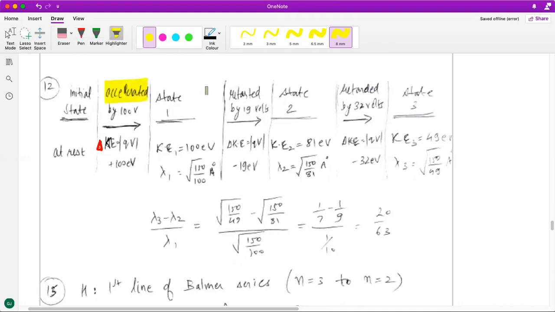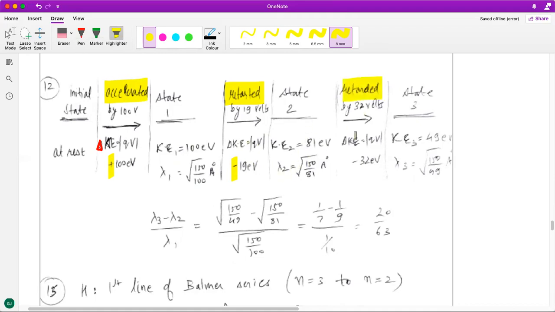ठीक है, यहाँ पर एक्सेलरेट हुआ था, यहाँ पर रिटार्ड करा. रिटार्ड करने के क्या होगा, यहाँ पर नेगेटिव साइन के साथ में डेल्टा के ही आएगा. The kinetic energy will decrease. So you found out, you got the initial kinetic energy as 100 and you got that it decreased by 19 eV. So you got the final kinetic energy and then you calculated its de Broglie wavelength.